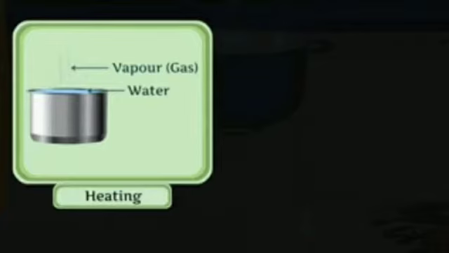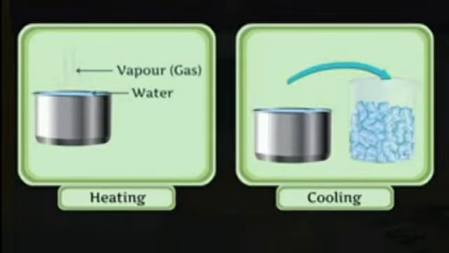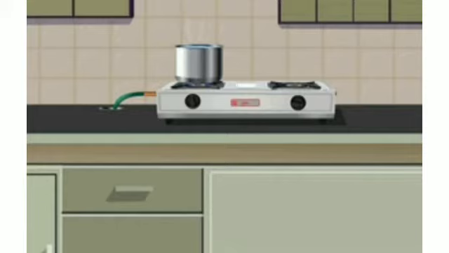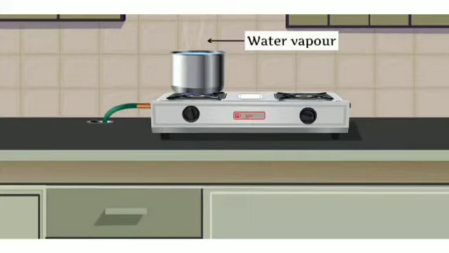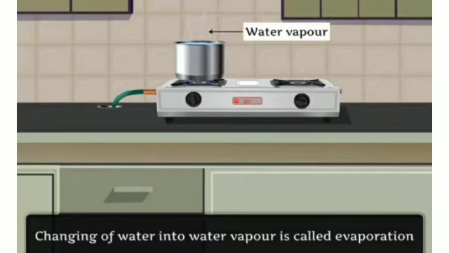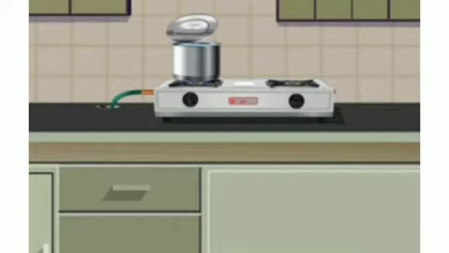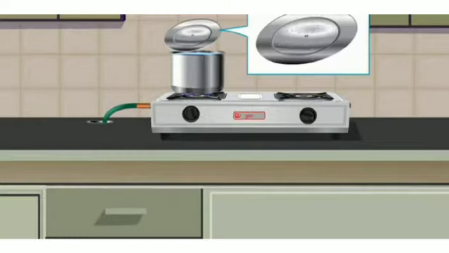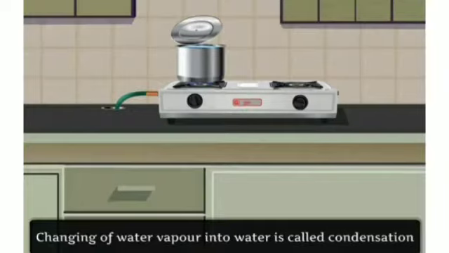Children, water changes its form either by heating or cooling. When water is heated, it changes into water vapor, and this changing of water into water vapor is called evaporation. Children, water vapor on cooling changes into water, and this changing of water vapor into water is called condensation.